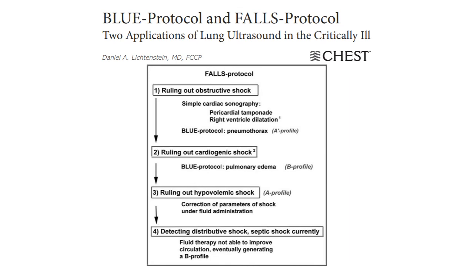And then the last thing is called the Falls Protocol, and this is for actually ruling out different types of shock in your patients. The Falls Protocol uses the Blue Protocol, so it uses lung ultrasound and then also uses some cardiac ultrasound as well to rule out the different types of shock. So again, if you want to see this in further detail, you can look up these papers and read through them.